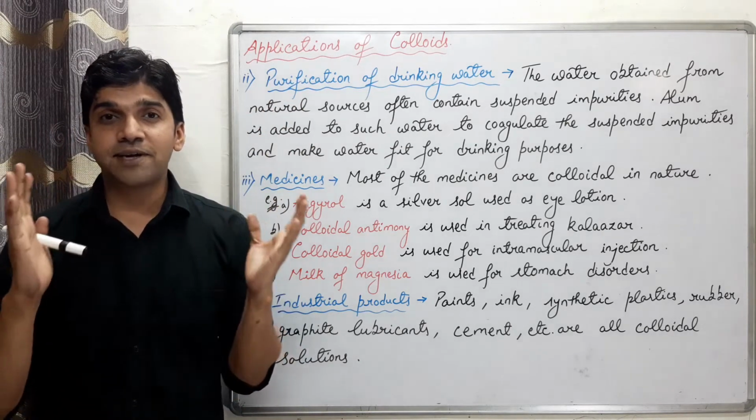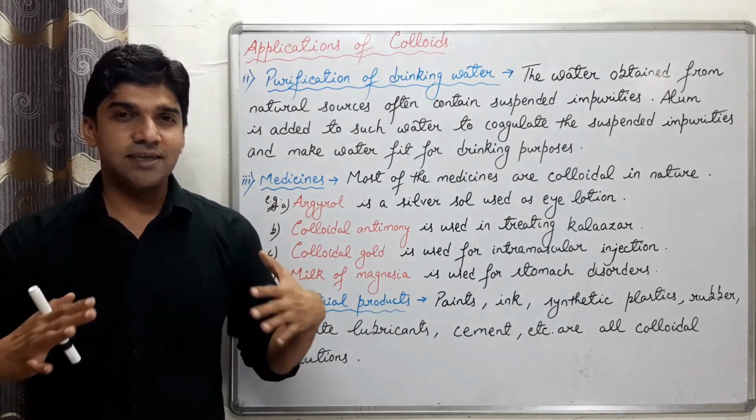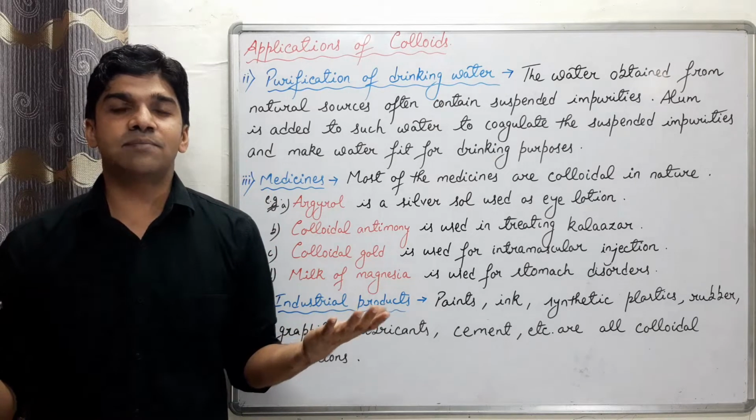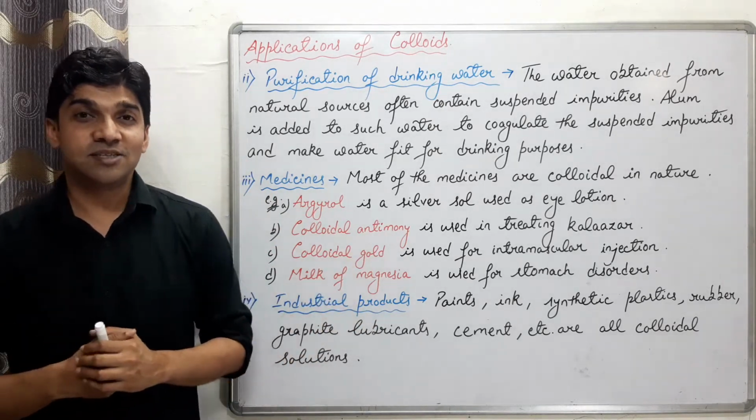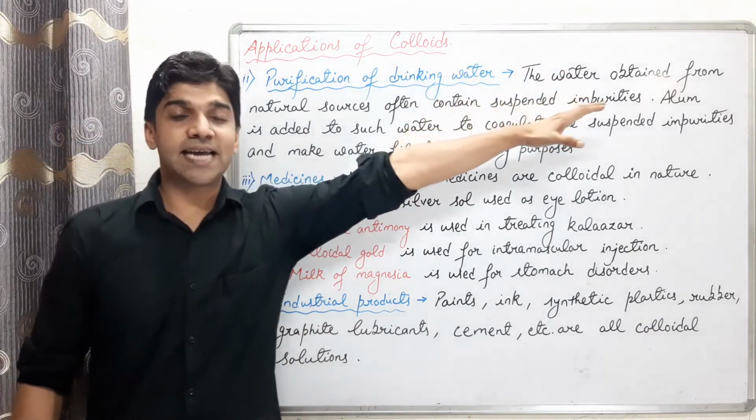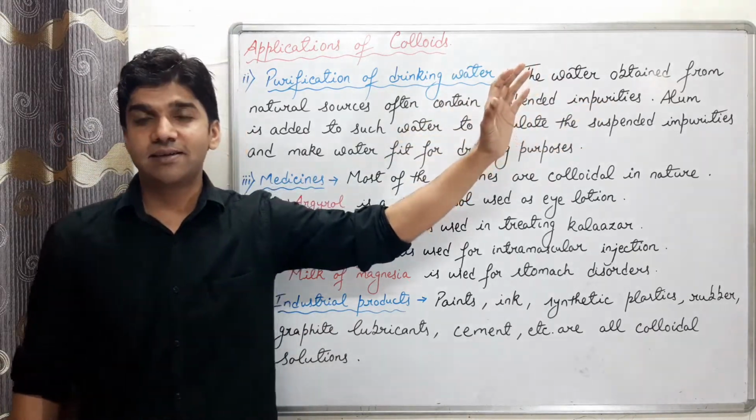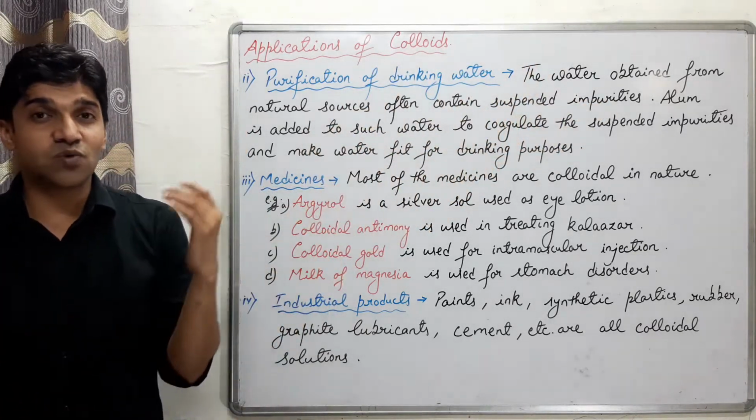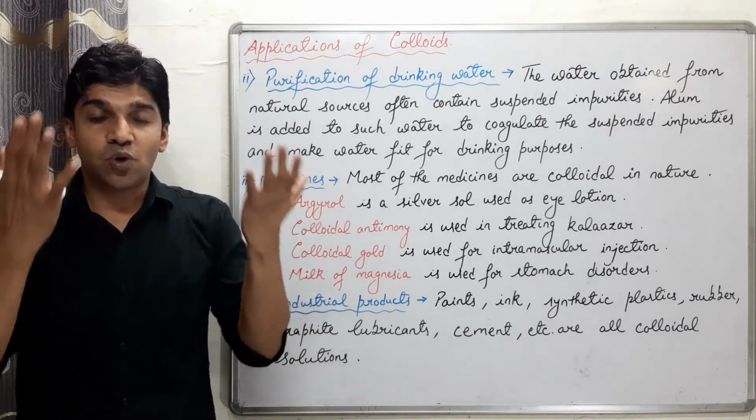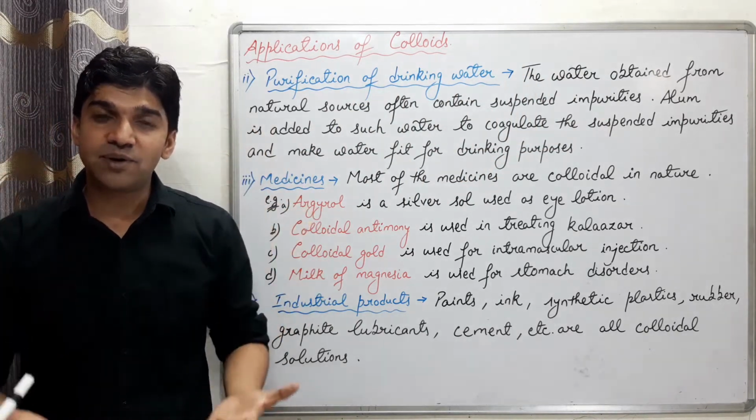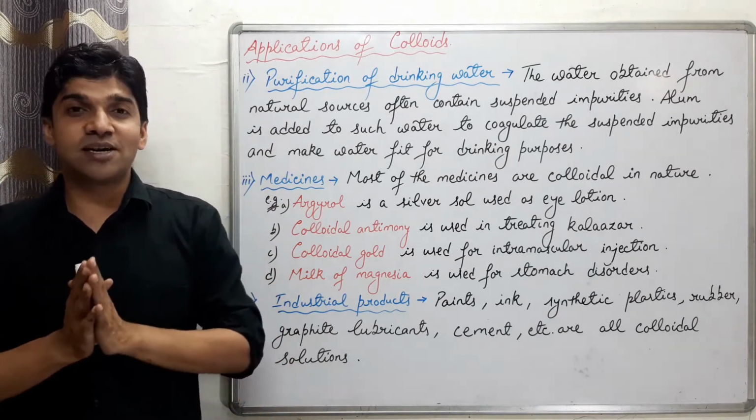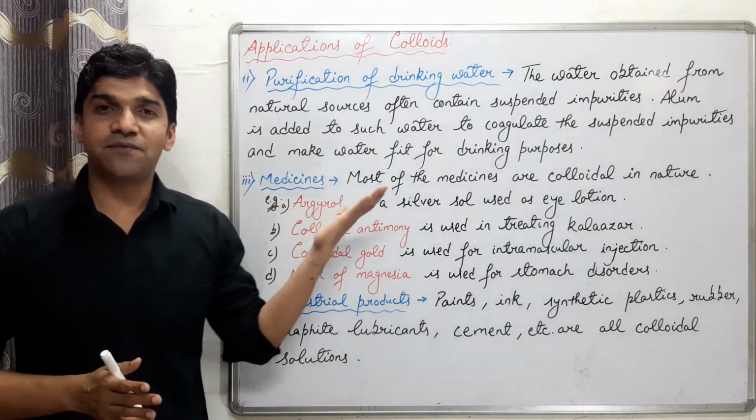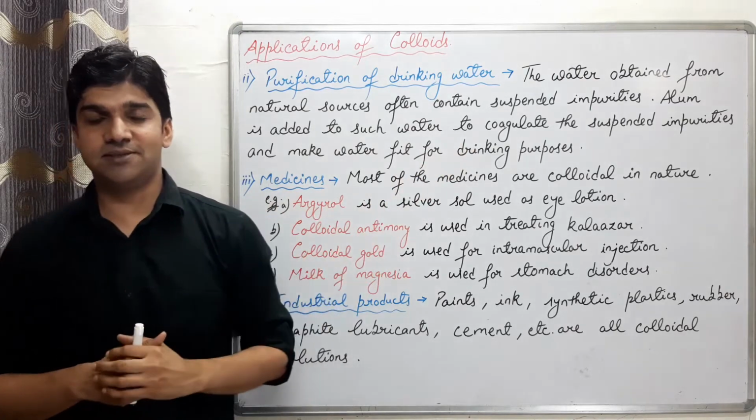So the water obtained from natural sources often contains some suspended impurities like clay, sand, etc. So in this case, alum is added. Alum क्या होता है? फिटकरी. So alum is added to such water. Why? To coagulate the suspended impurities. They will settle down, and thus the water is made fit for drinking purposes.